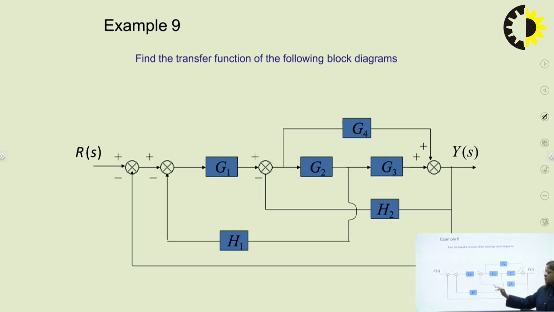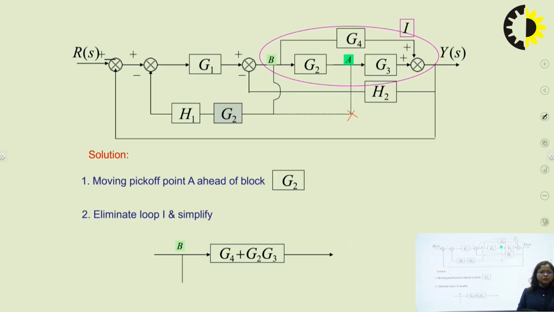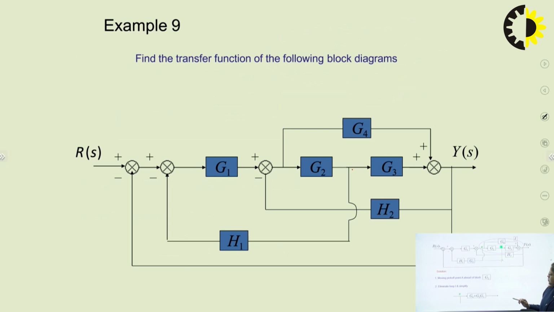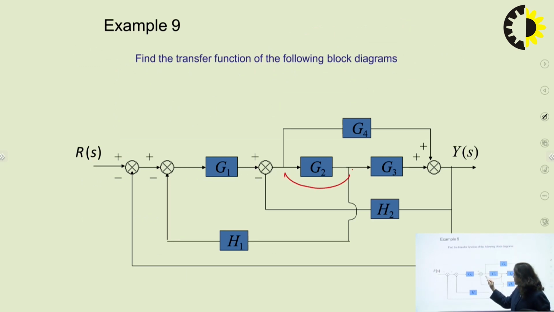You can see from this diagram, there are various methods to solve this case. Initially, we will either take this, there is a summing, this takeoff. So either we can take this takeoff towards right or towards left. Both are equally okay because then G2 and G3 will become in cascade. So initially we move this takeoff point here.